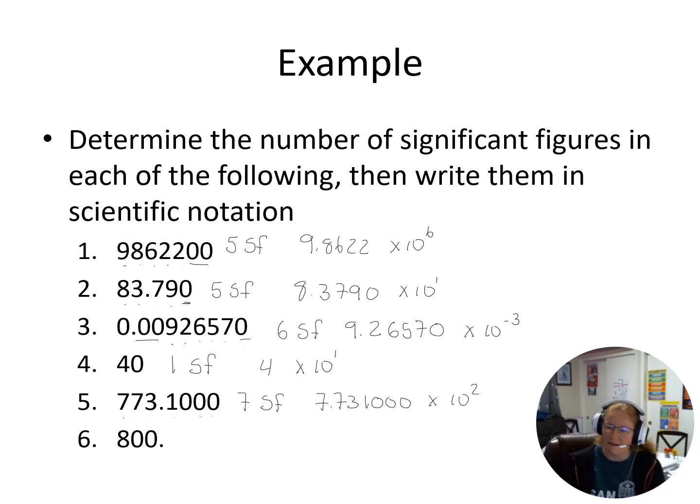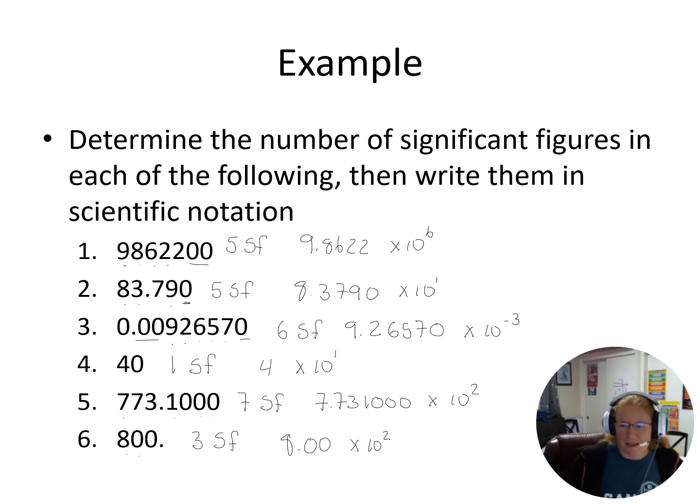Okay, and then my very last one on here, I have 800 with a decimal point, thus saying that those 2 zeros are significant. So I have 1, 2, 3 significant figures. And I'm going to rewrite this as 8.00 times 10 to the second.